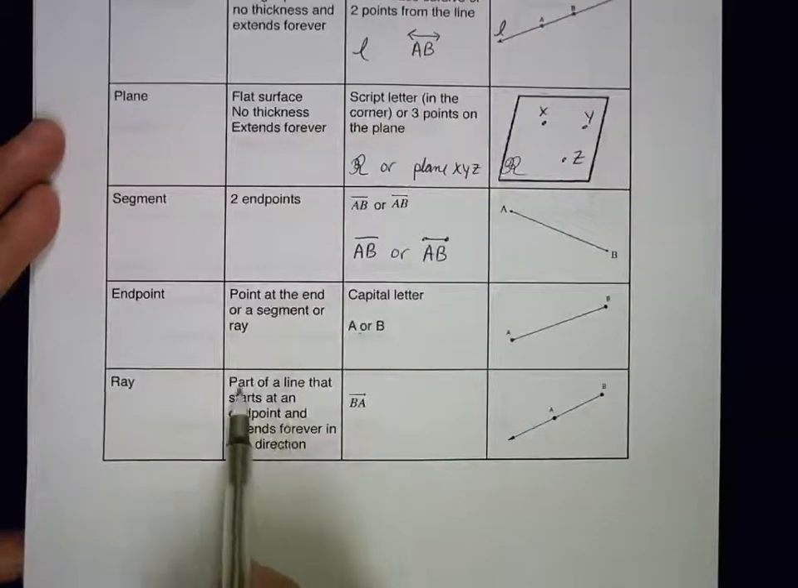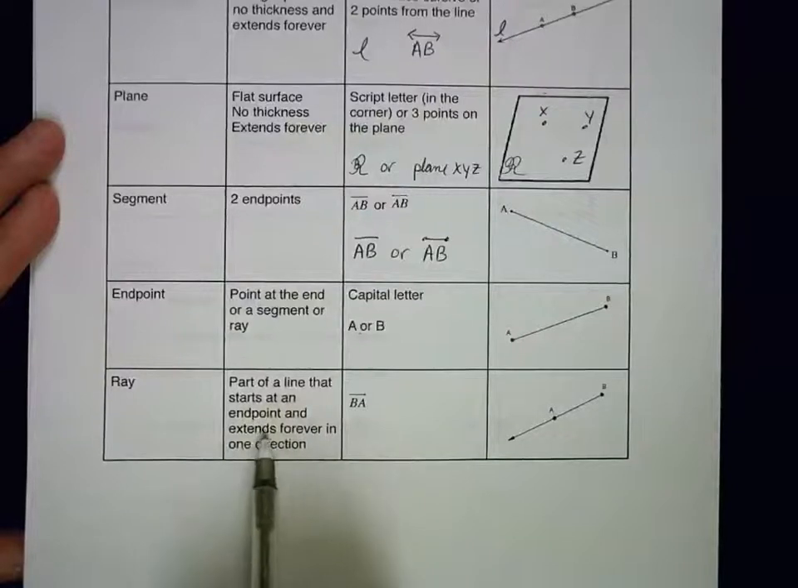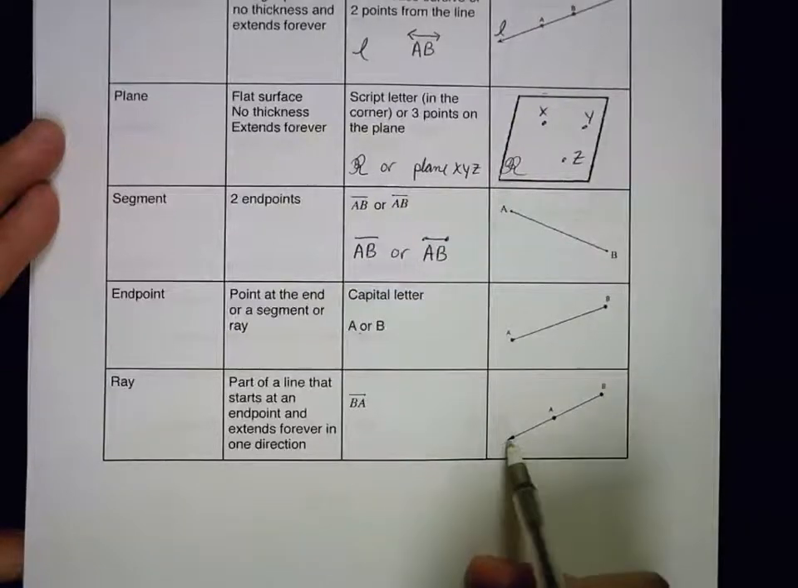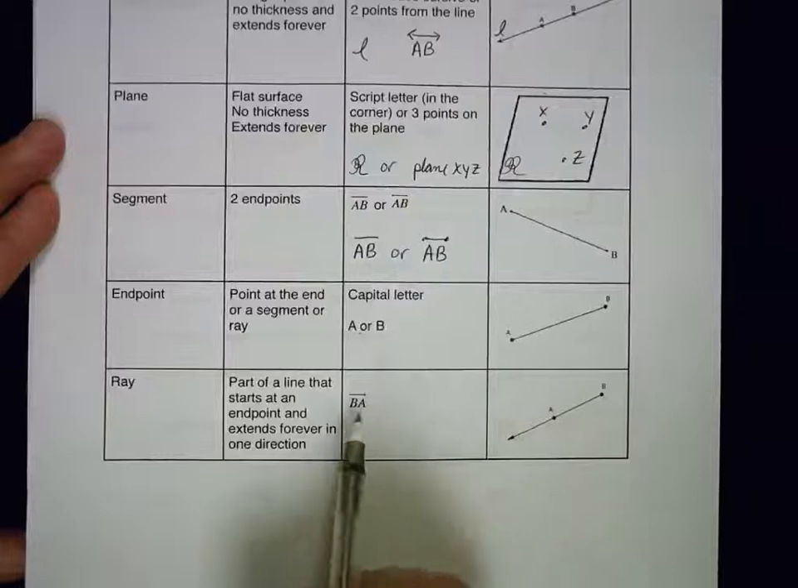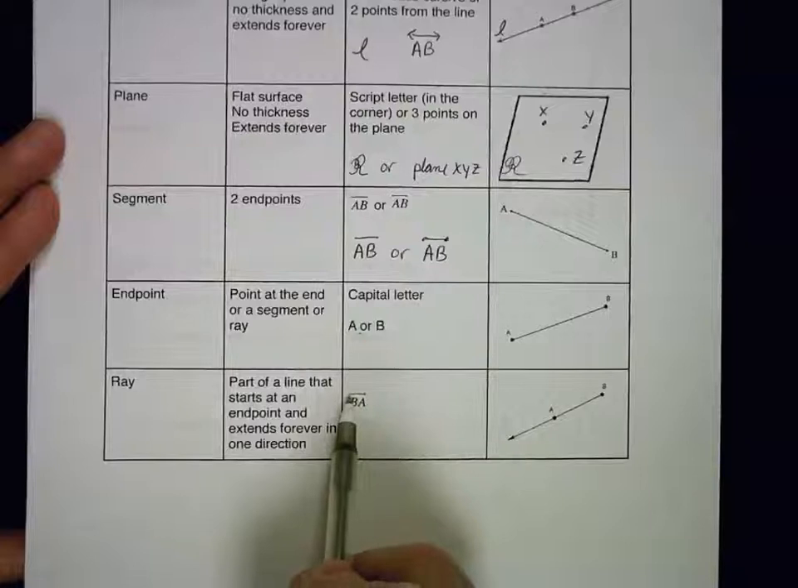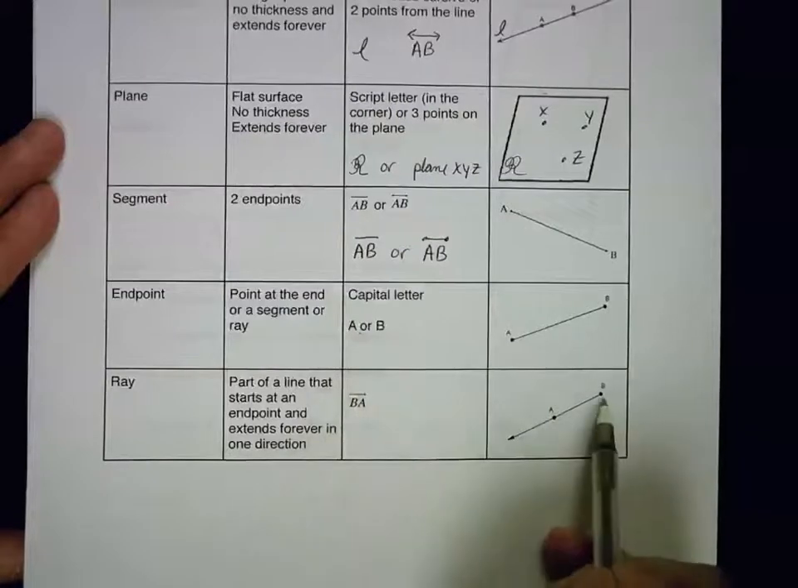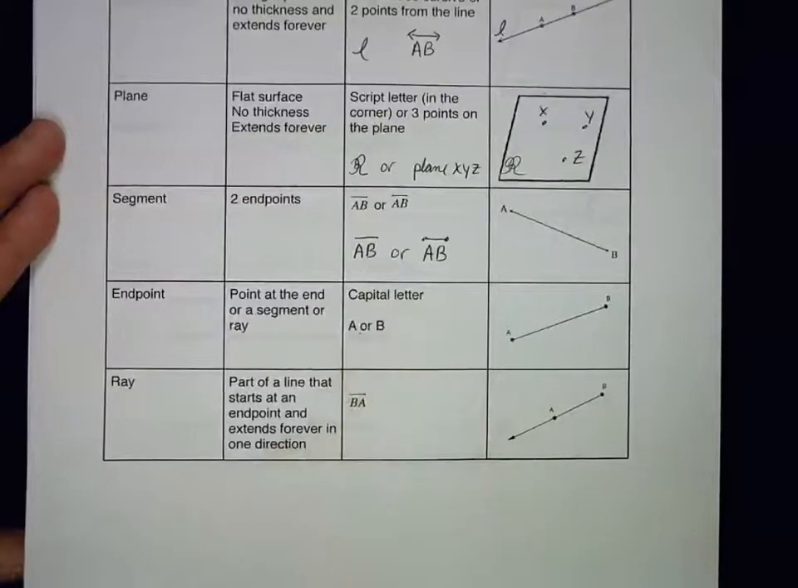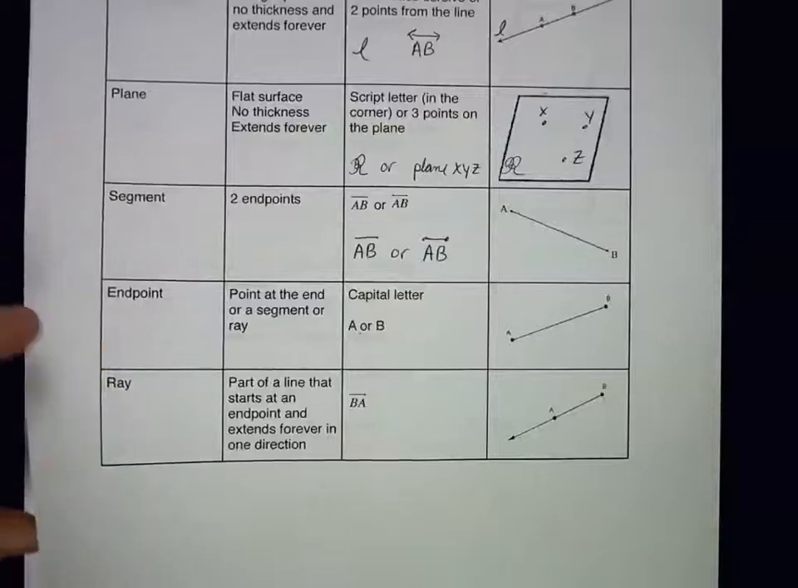And then a ray is a part of a line that starts at an endpoint and extends forever in one direction. And you'll notice this is the endpoint, and it goes through the A. And this letter, the one that has the endpoint on it, has to have the endpoint above it. So since the endpoint is at B, the B comes first, and there's the endpoint, and then it goes through the letter A.